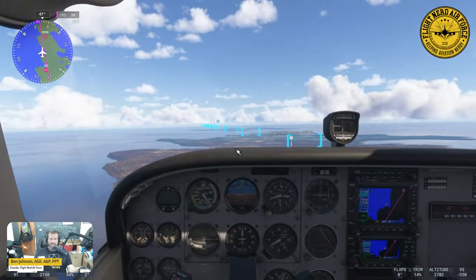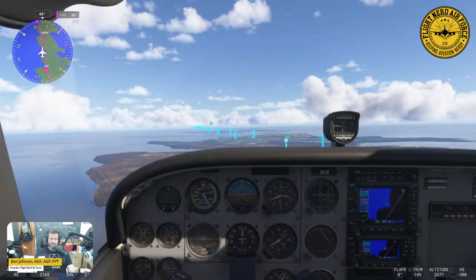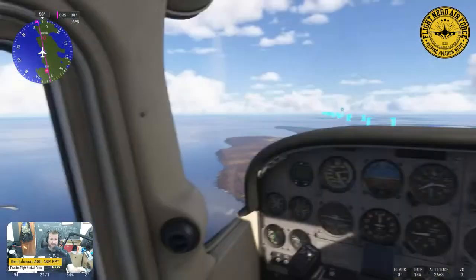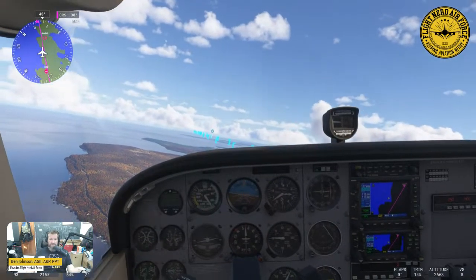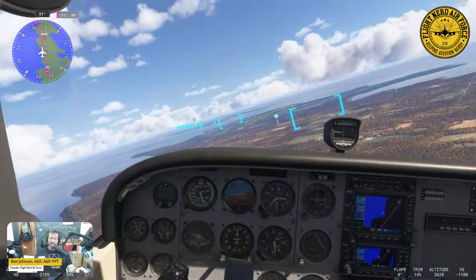Number of beautiful islands along the way here. Yeah, we are making progress up toward Washington Island. Actually, are we above it already? I'm going to see if, let's do a quick spin around here. I think we may have passed.